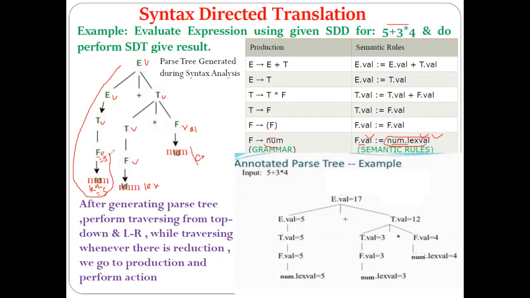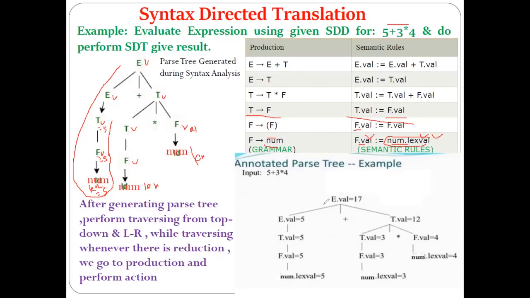Then we move forward, we go on traversing. So we reach this node. F dot val can be reduced to t dot val. Yes, F can be reduced to t. So the semantic rule is f dot val is assigned to t dot val. Whatever the value of f dot val, that will become the value of t dot val. So here we'll get the value of t dot val.